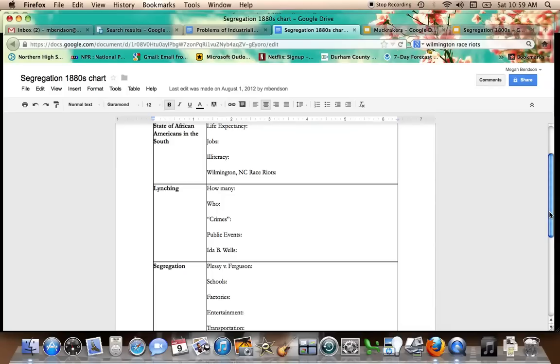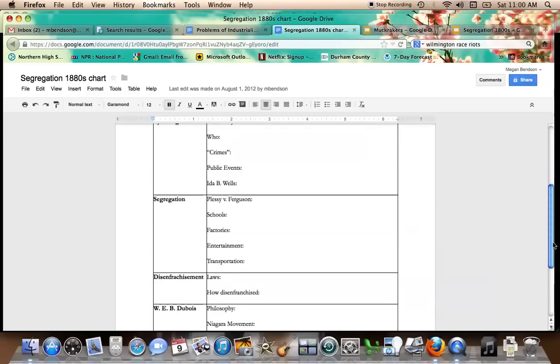Many in the nation were not aware that lynching was happening, and so Ida B. Wells tries, mostly unsuccessfully, but she tries to expose just how horrific the situation is in the Jim Crow South, and especially with lynching. So talking about segregation very quickly.